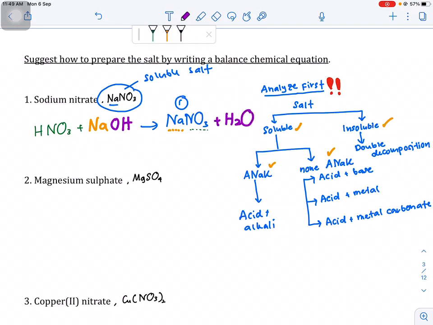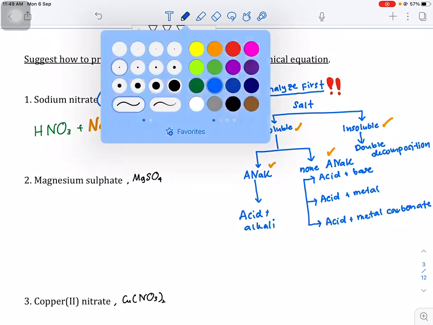So, that's why I said you have to know the equation. Kalau ini jumpa ini, apa produk dia? Okay. So, how many chemical equations can we suggest for the preparation of sodium nitrate? The answer is only 1. Because sodium nitrate is a soluble salt jenis anak. How about magnesium sulfate? Okay.